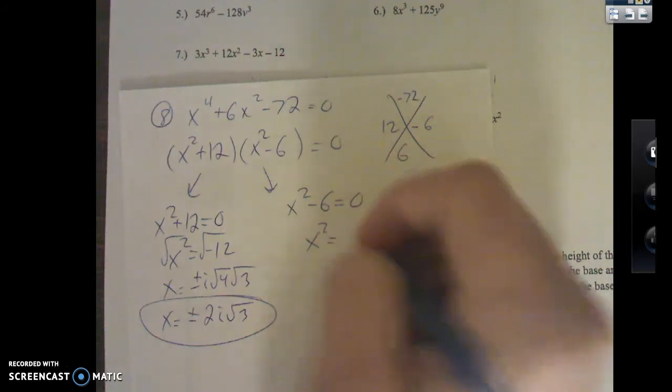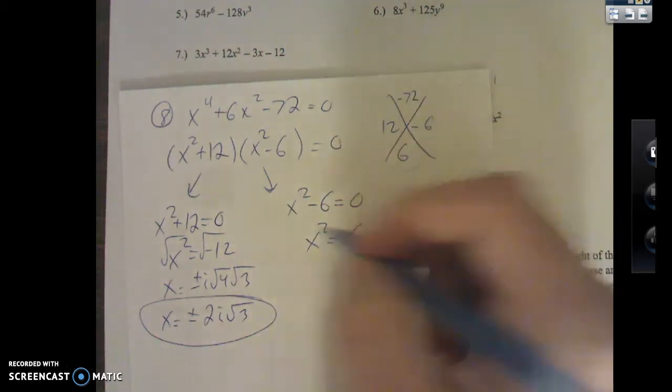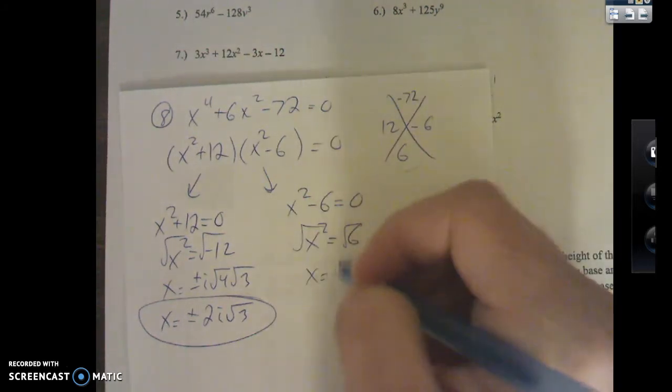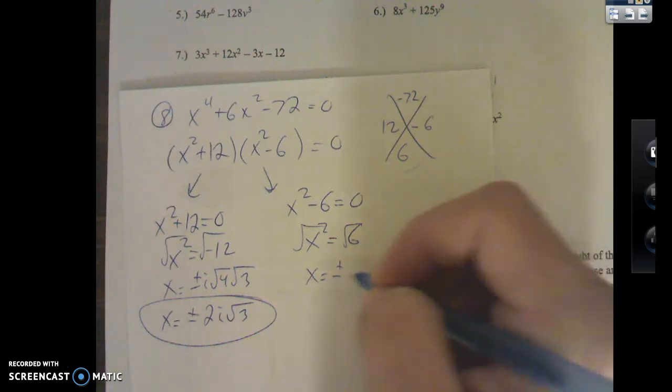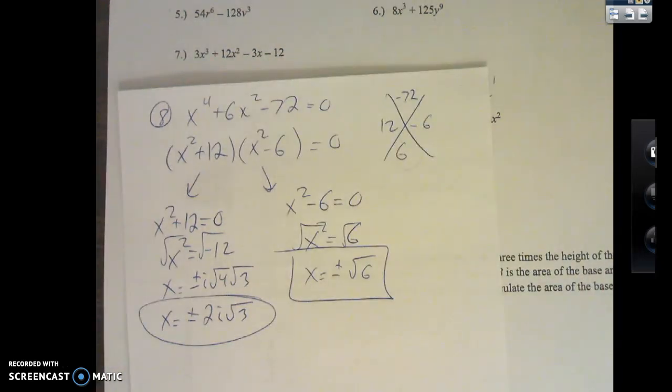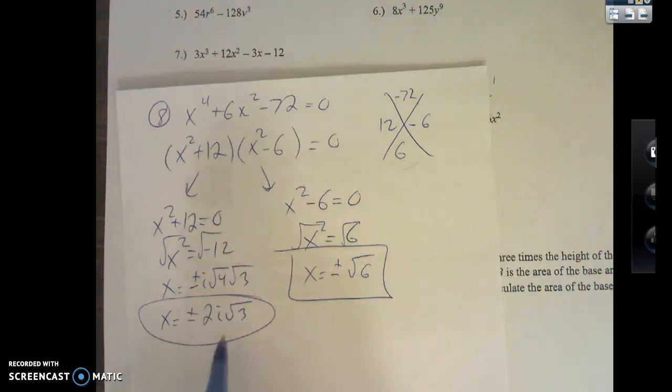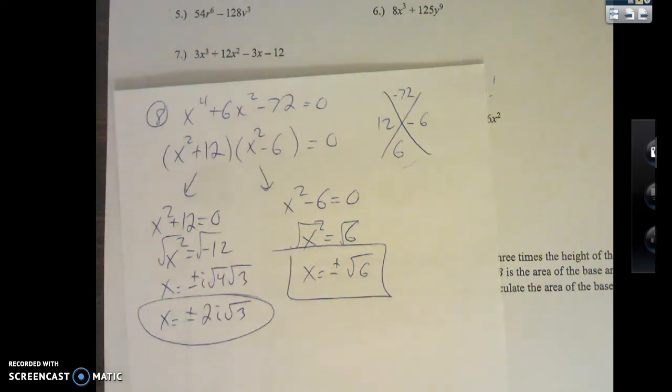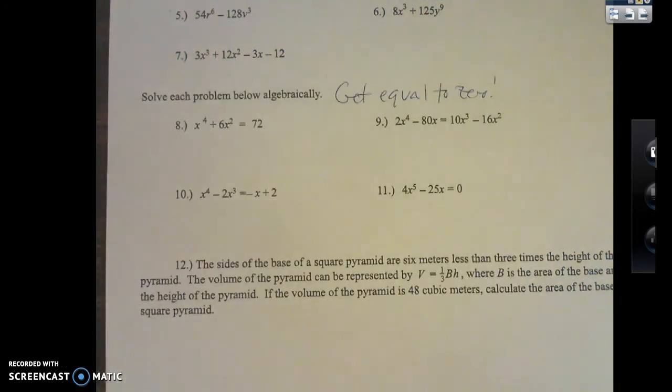Over here, if I add over 6, this one's actually a little bit easier because when I square root it, there is no perfect square that goes into 6. So my answer is just plus or minus root 6. So there's my 4 answers. Plus or minus root 6, plus or minus 2i root 3. So don't forget your plus or minuses. I know it sounds silly, but it does matter. It's a very big deal.